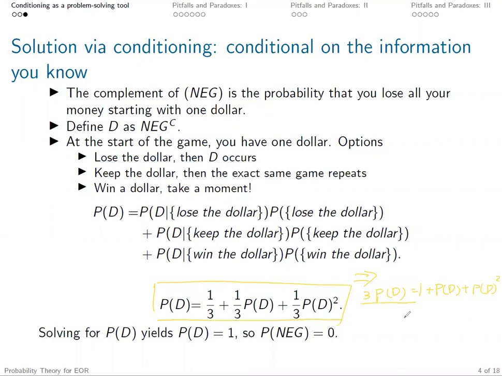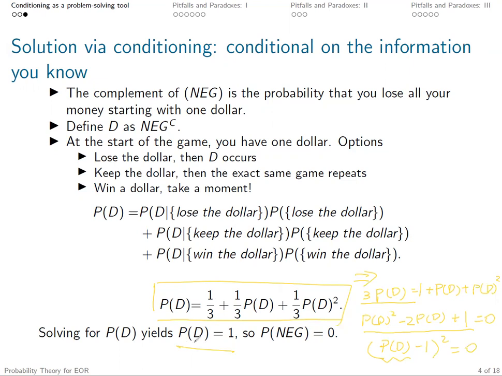And now we move this one to the other side. What we have is PD to the power 2 minus 2PD plus 1 equal to 0. And notice this is essentially (PD minus 1) to the power 2 equal to 0. So the only value that could be taken by PD is 1.